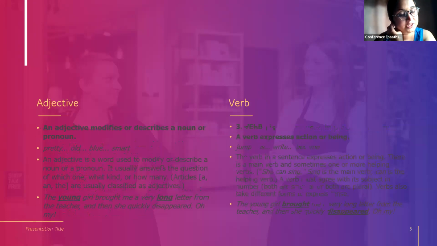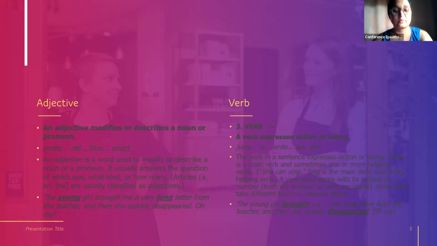Now, what are adjectives? Adjectives are the modifiers or describers for a noun or a pronoun. So an adjective is a word used to modify or describe a noun or pronoun. So it usually answers the question of which one, what kind, or how many.